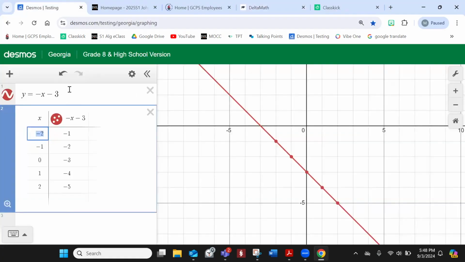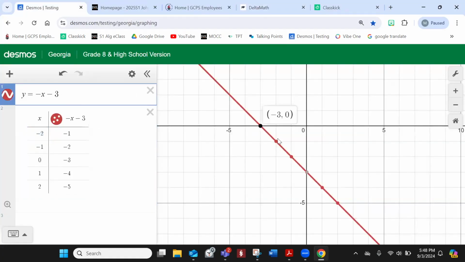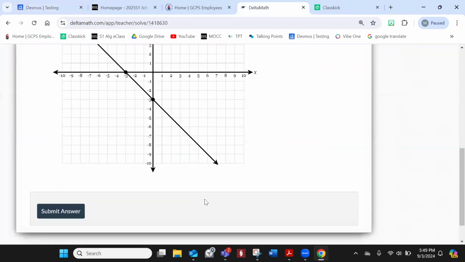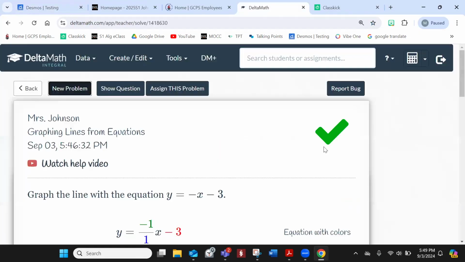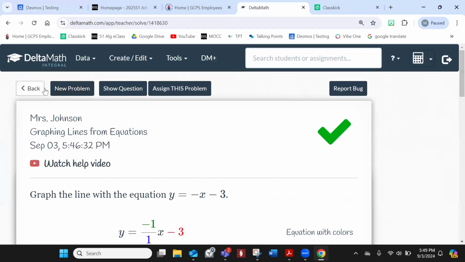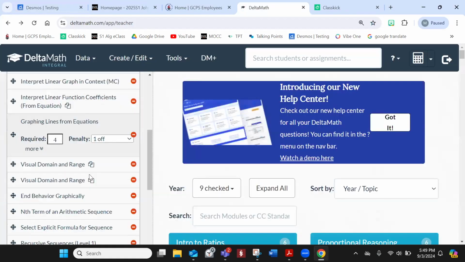So I would just put it in. If you can easily find these points, the x and y intercept, I would do that. But sometimes they're not easy, so I would just hit the table and literally choose 2 points from this table and go plot those 2 points. All right, let's submit it and make sure we got it right. Okay, good.